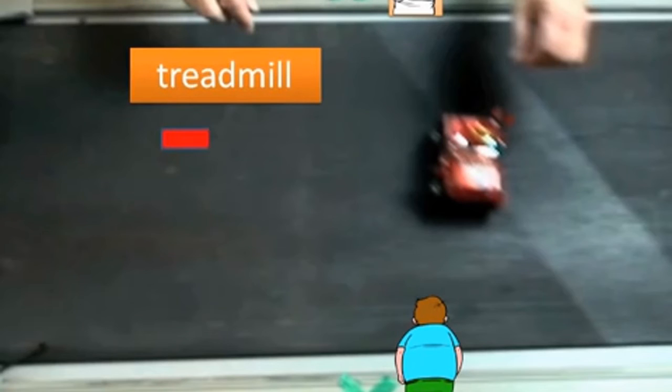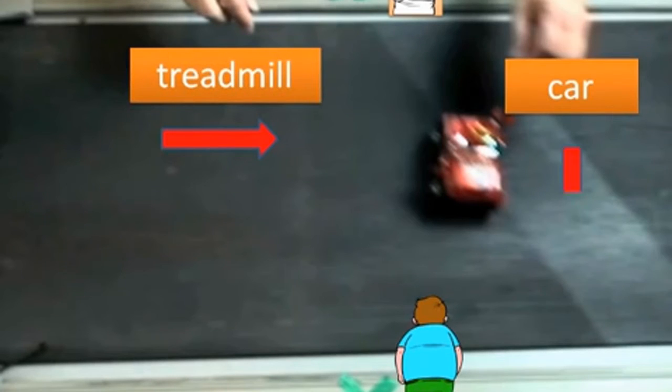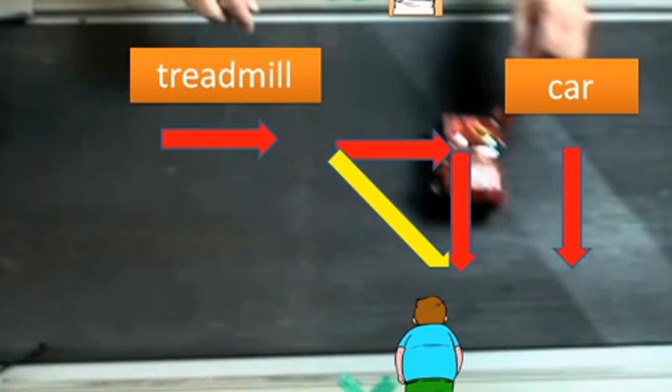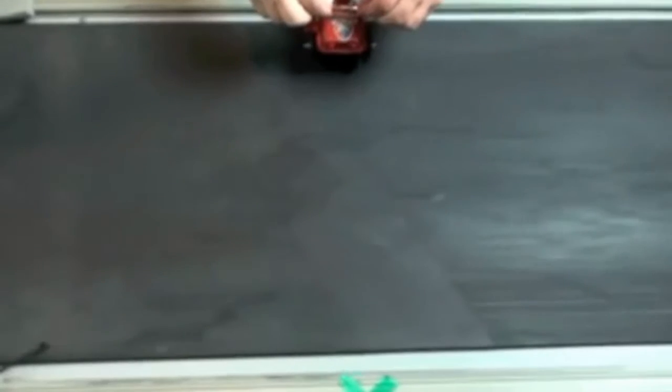Well, here's my little car now on the treadmill. And this time, the treadmill will be carrying it off to the right. And the car will be heading with the same velocity it had before across the treadmill. When I add those two vectors, we see that the car, to an observer at the side, would move off at an angle. Here it is. Here it is in slow motion.